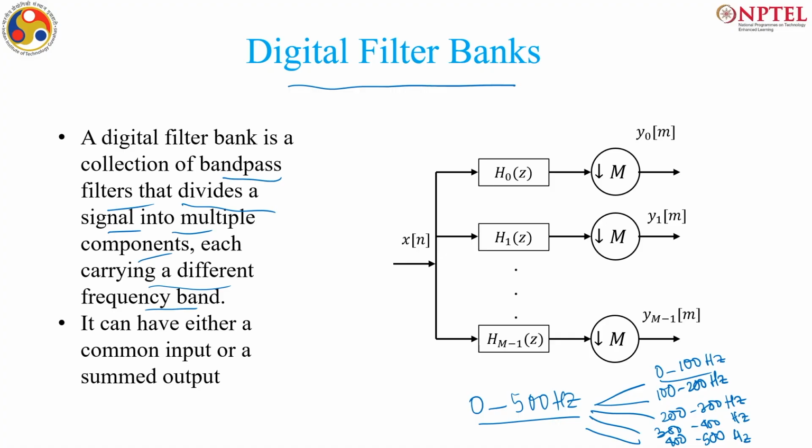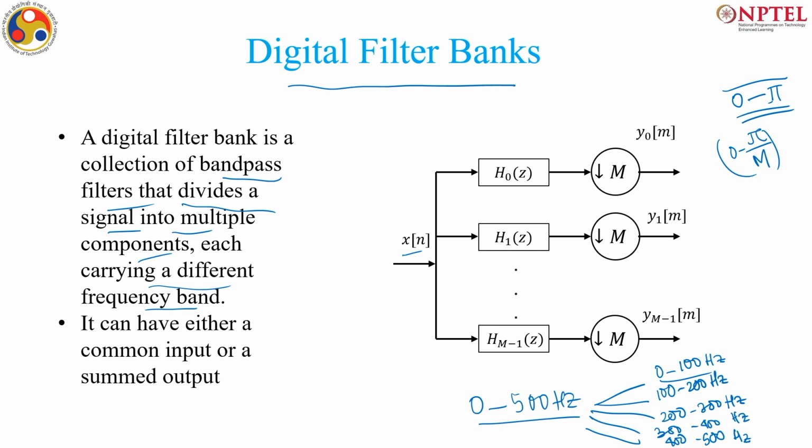Now, this is a structure where I have this x of n, and there are M such filters, each responsible for a small bandwidth. If it is in the digital domain, with 0 to pi as my operating digital frequency, then my overall filter, instead of working from 0 to pi, can have sections of pi by M. So, each filter will operate in the bandwidth 0 to pi by M. So, this is what you get. This is an example of a filter bank.